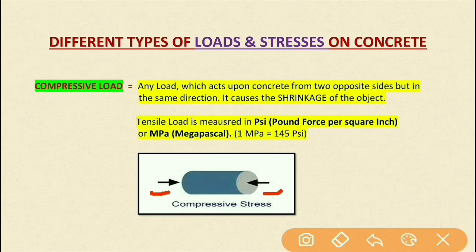Compressive load is measured in PSI. This is not tensile load. Compressive load is measured in PSI, pound force per square inch. PSI is a small unit, and MPa is a big unit. 1 MPa is equal to 145 PSI. So compressive load is measured in PSI or in MPa, megapascal. So in MPa or in PSI, pound force per square inch, it is measured. This is called compressive stress.